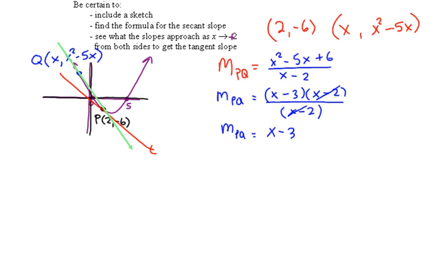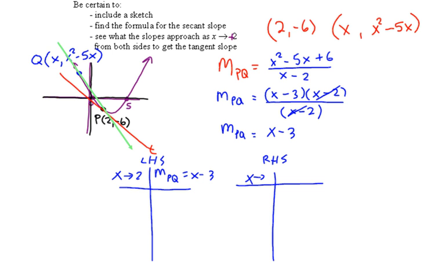Okay, so x minus 3. We want to approach it from both sides. As x approaches 2, we want to see what our secant slope approaches, which is x minus 3. And we need to do it from the left and from the right. So a left-hand side limit and a right-hand side limit.